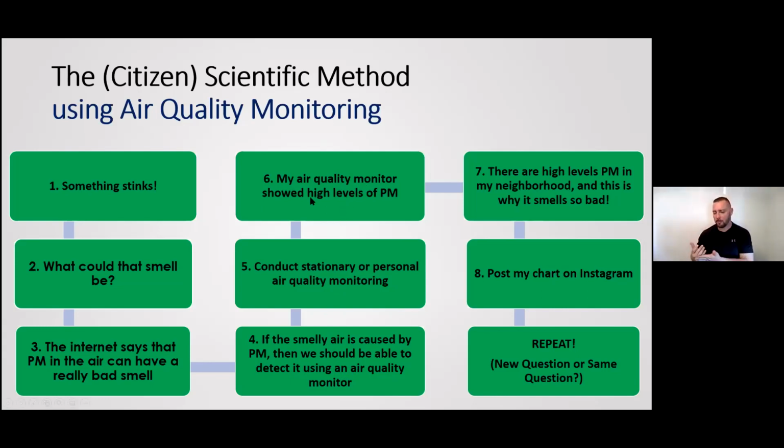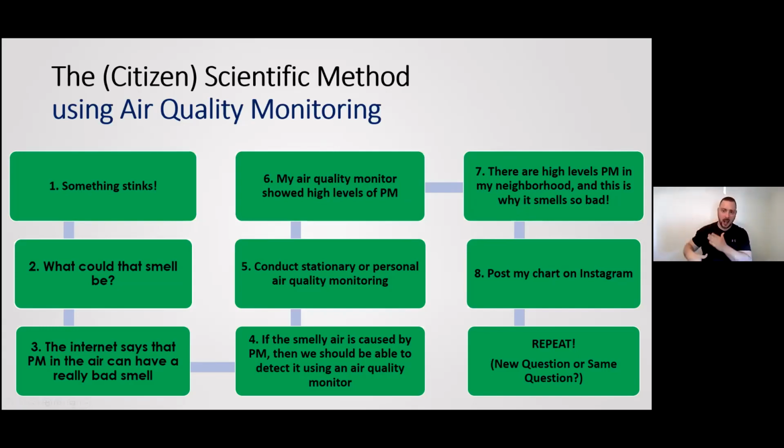So my air quality monitor showed high levels of PM. Therefore, there are high levels of PM in my neighborhood, and this is why it smells bad. Now, this might not necessarily be the whole truth, but this is at least part of the truth. And then, as Dr. Wilson was saying, academics will work to get this into a journal, but sharing your data is as easy as telling your mom, telling your family, telling your friends, posting it on Twitter, posting it on Instagram. Science communication, journal publications are not the end all be all.